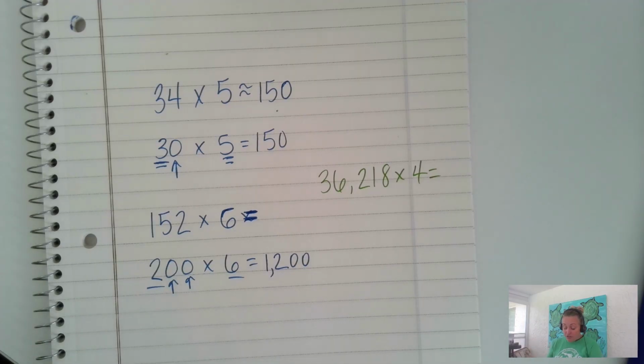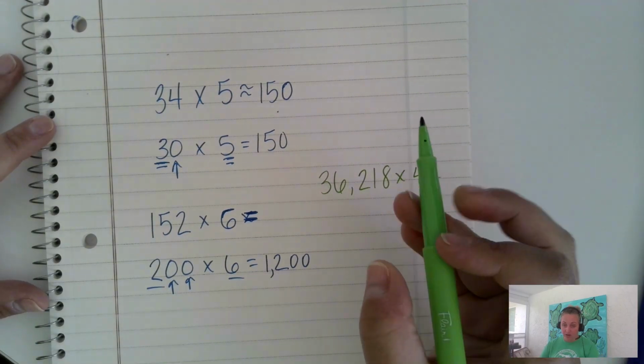In fact, if you do that, you will get some things wrong because it doesn't always work out like that. And you're doing more work than you have to do. Estimating should be something that you could very easily do if you know your multiplication facts and you know how to round.